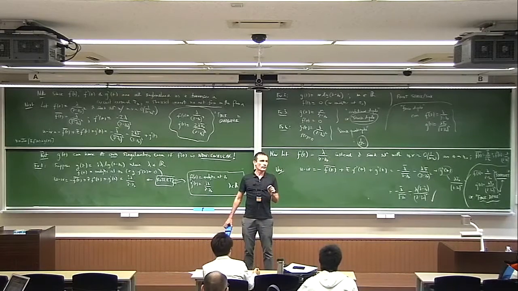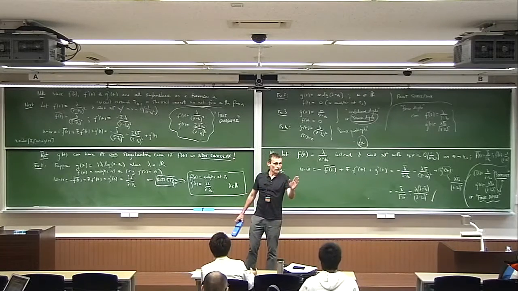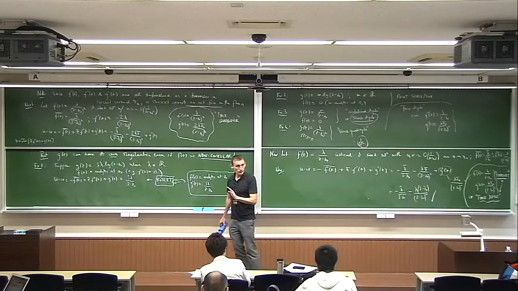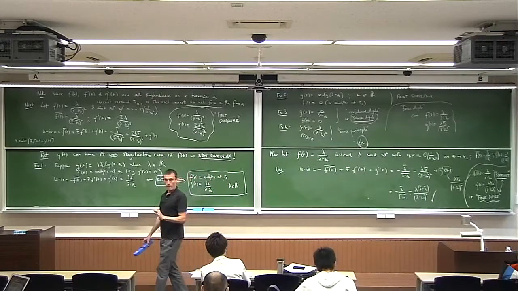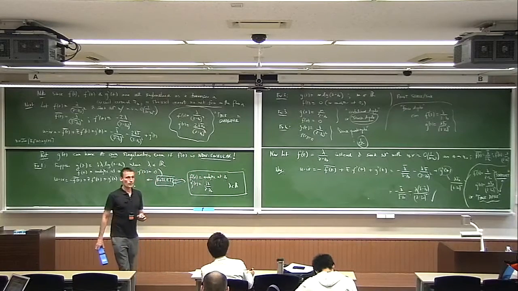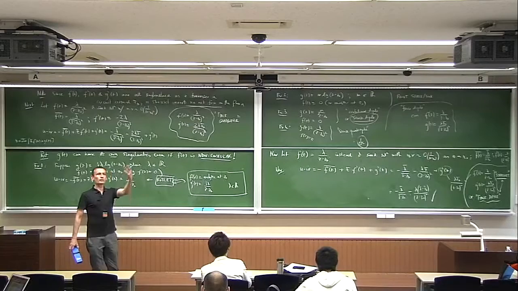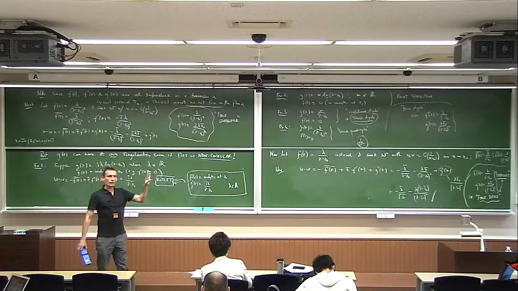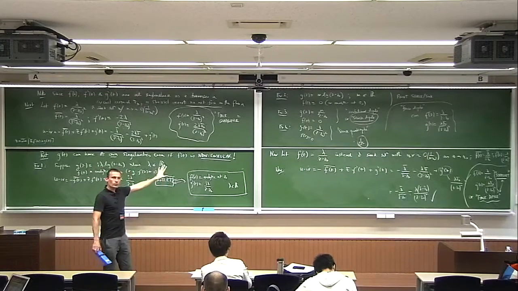Yes. That will give us a superposition of a Stokeslet and a Rotlet. Stokeslet of strength mu, Rotlet of strength mu bar. You can decide what the strengths are.